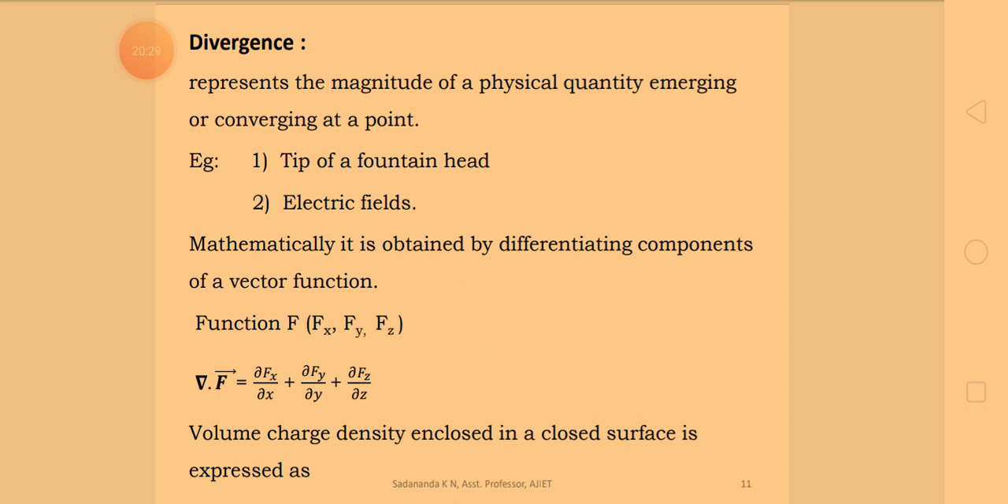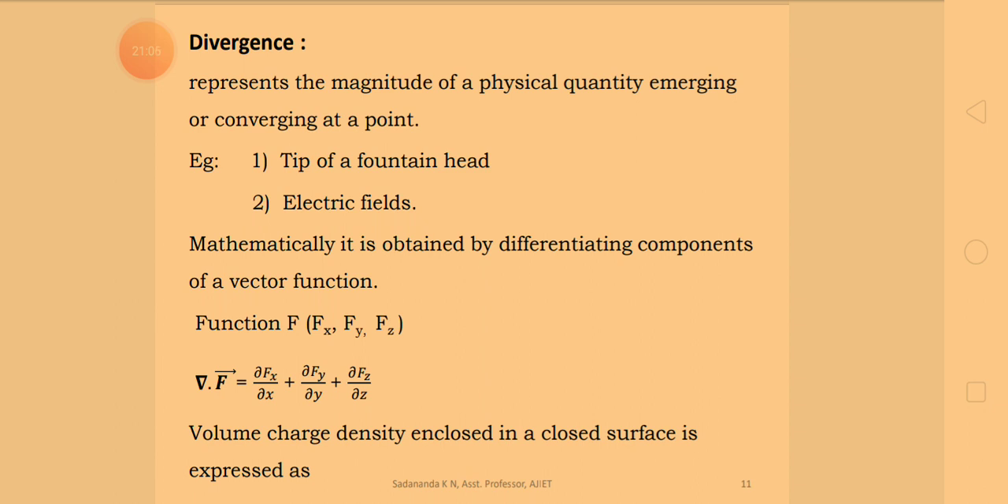This kind of operations, the curl or the divergence operations, can be carried out only in the regions of space which has the presence of vector at every point in it. So divergence is one of the operations that can be done using a del operator. Divergence represents the magnitude of the physical quantity emerging or converging at a point.